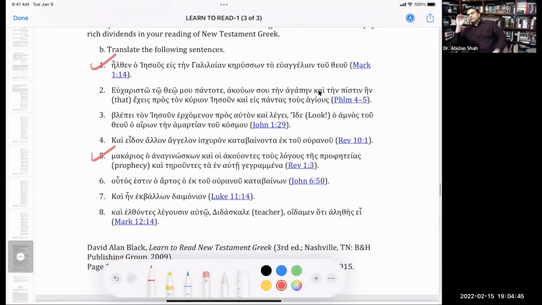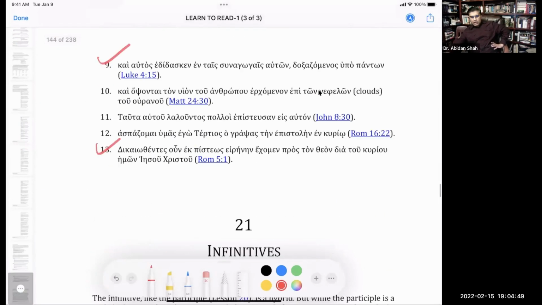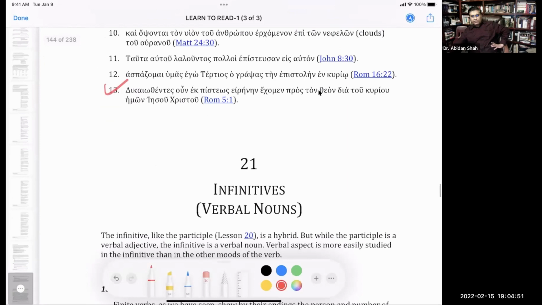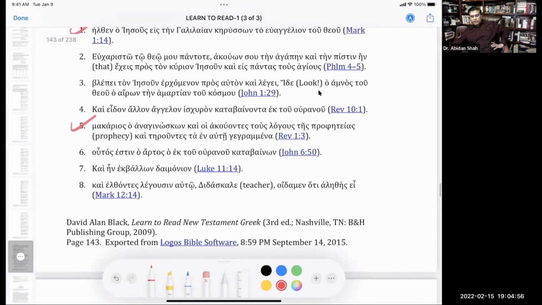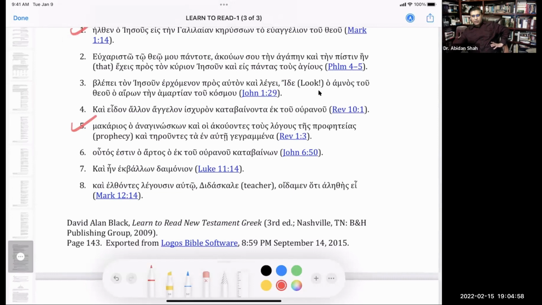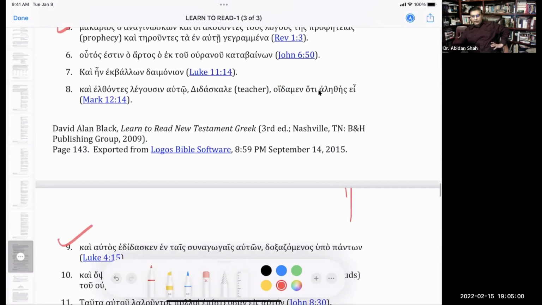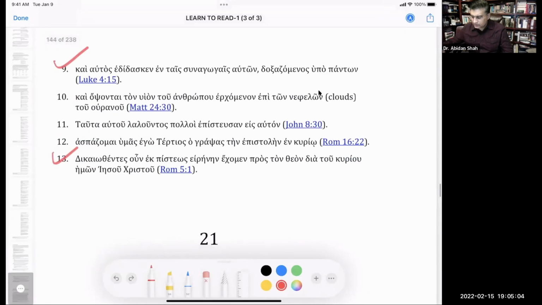How many to do in this chapter? Let's do 1, 5, 9, 13. We'll go back here again. Under this chapter, chapter 20, 1, 5, 9, excuse me, and 13.